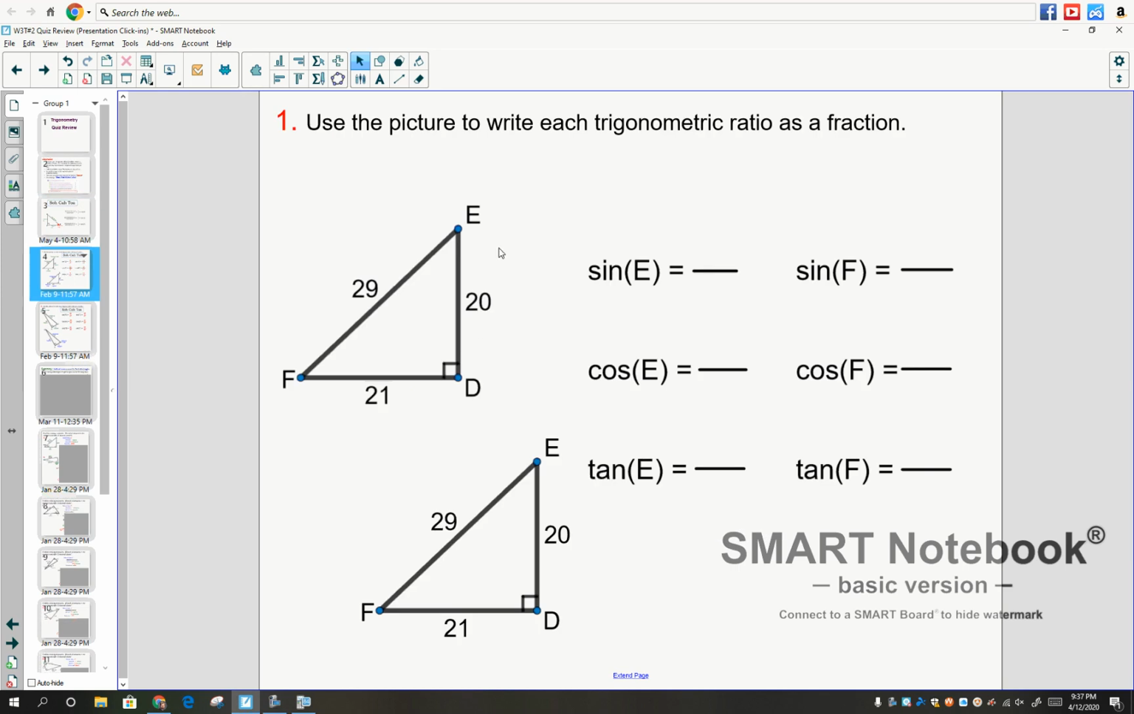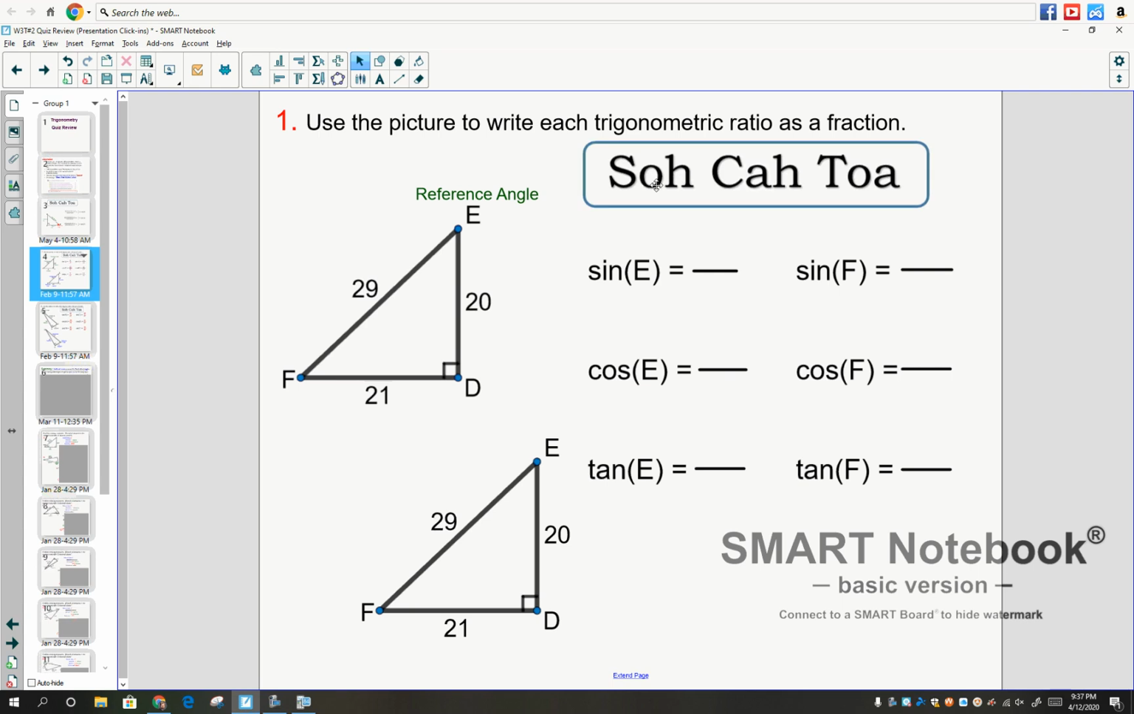So our first problem is use the picture to write each trigonometric ratio as a fraction. Well, the first column is sine of E, cosine of E, and tangent of E, which means all 3 of those problems, and make sure you look at what angle it is, okay, because they all refer to angle E as being my reference angle. So from there then, sine is opposite over hypotenuse. Which side is opposite of angle E? Well, that's 21. Where's the hypotenuse? Across from the right angle, that's 29. So sine of E equals the ratio of 21 over 29.